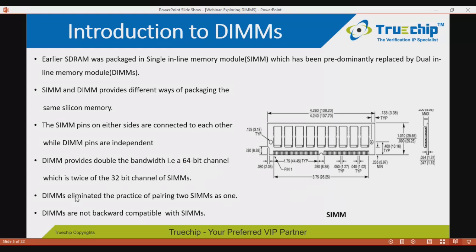DIMMs eliminated this practice of pairing two SIMMs as one. A single DIMM can be used instead. As faster dynamic random access memory grew, DIMM circuits also evolved. Another evolution in the DIMMs was in the use of cooling fans, which help vent the heat into the computer enclosure and away from the motherboard and the CPU. The point to be noted is that DIMMs are not backward compatible with SIMMs. And DIMMs are not limited to PCs only. They are applied to a variety of electronics products that include printers, notebooks, and also networking hardware.